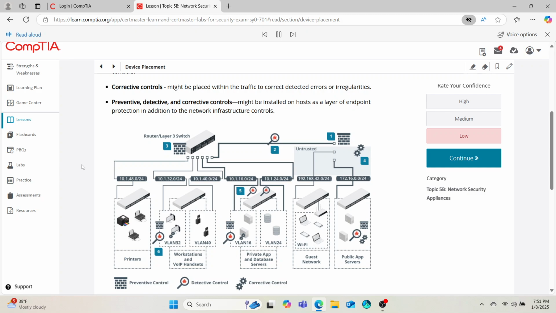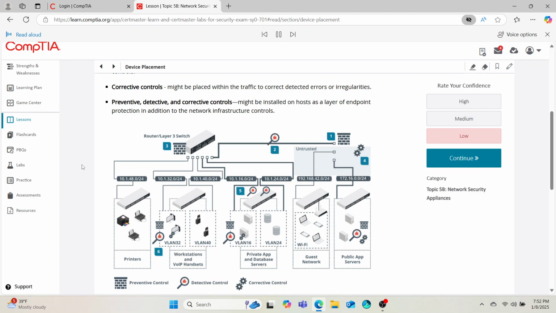The router is connected to VLAN 16 via 10.1.16.0/24 and the access switch. It is also connected to VLAN 24 via 10.1.24.0/24 and the access switch. The border router or firewall is connected to 2 access switches. The first switch that has a subnet 192.168.42.0/24 is connected to a Wi-Fi access point, which, in turn, is connected to the guest network. The second switch that has a subnet 172.16.0.0/24 is connected to public app servers.